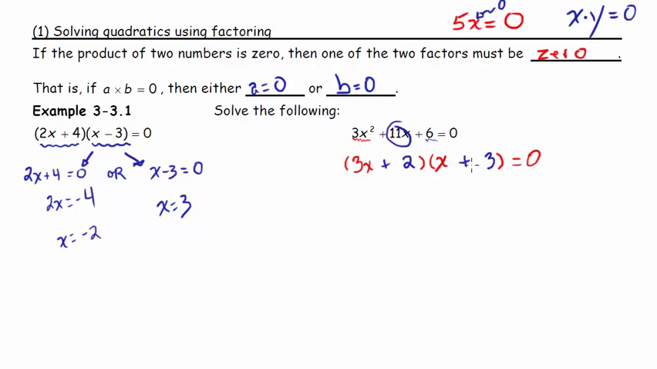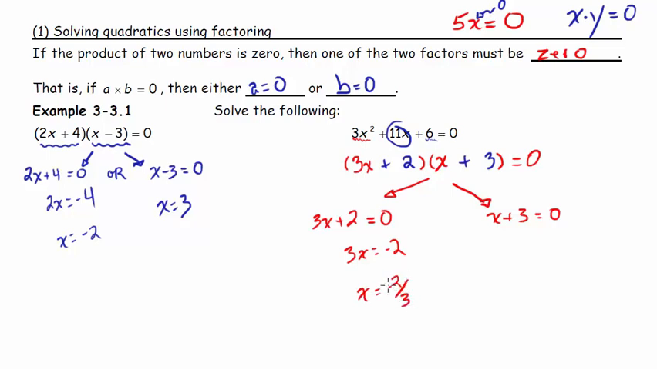Alright, so now that I have factored this, we can go back to the case where we just were, right? One of these 2 factors must be 0. So either 3x plus 2 is 0, or x plus 3 is 0. So I'm going to subtract 2 from both sides, so I get 3x equals negative 2, divide both sides by 3. So one solution would be negative 2/3. And then over here, if I subtract 3 from both sides, my other would be negative 3.